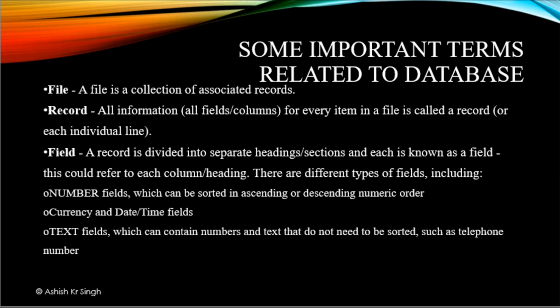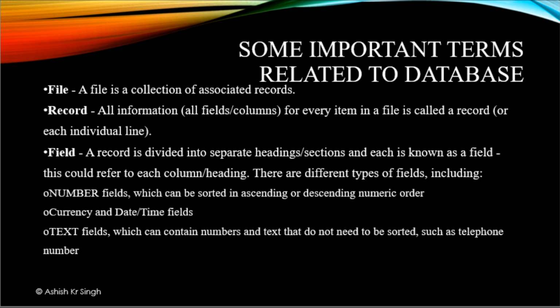What is a record? A horizontal set of data in Access is called a record. All information for every item in a file is called a record, or each individual horizontal line, right?